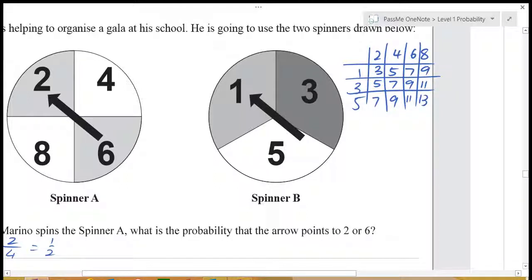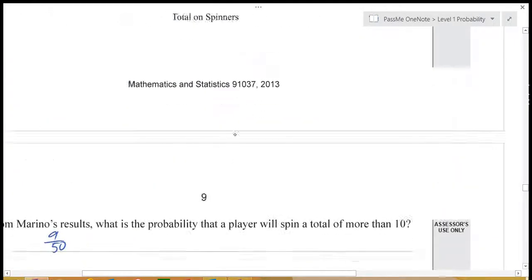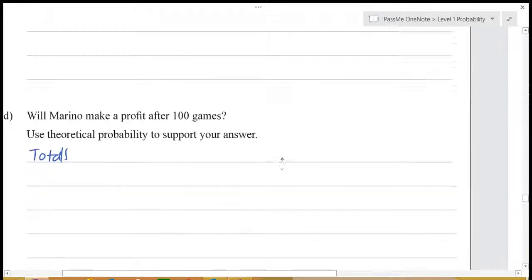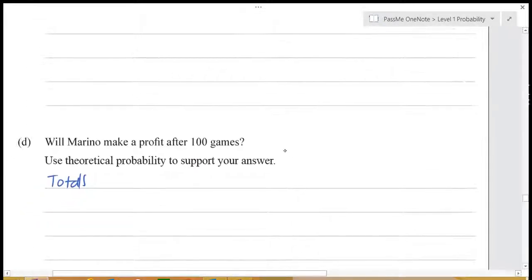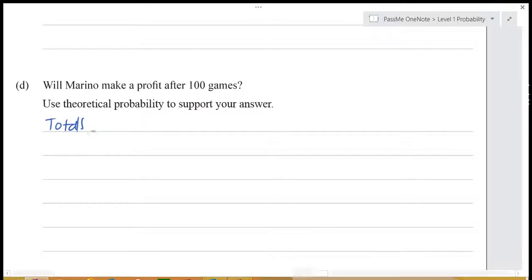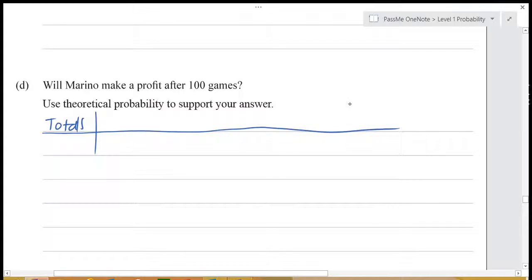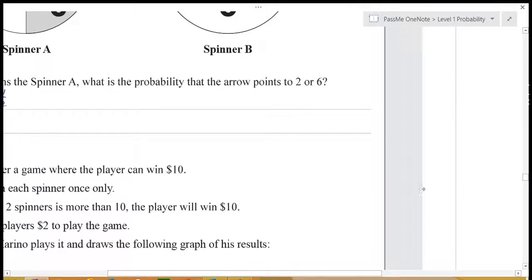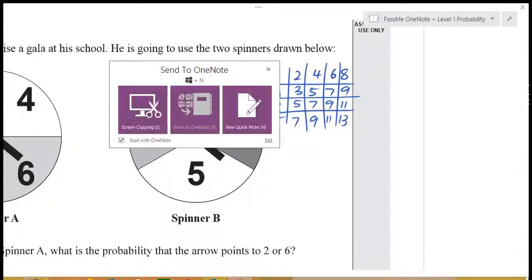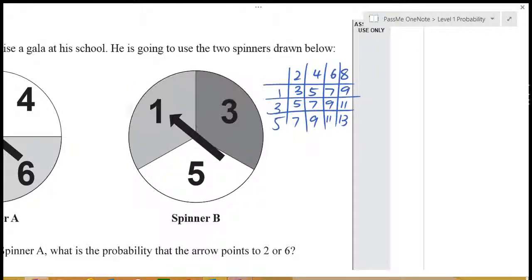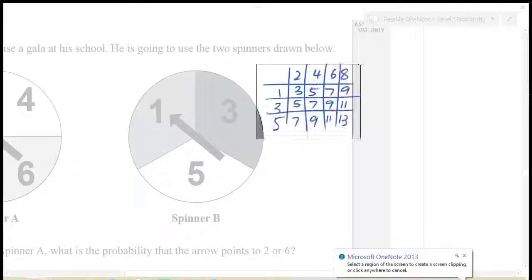If we're looking at the probability of getting each, it can come from this table. Let's go back to the question so that we know what we're answering here. Will he make a profit after 100 games? What I'm going to do is write out all our possible totals from that graph that we made up there. In fact, I might even just bring that down for us. So we'll put that there.